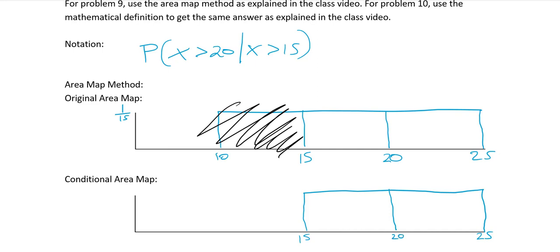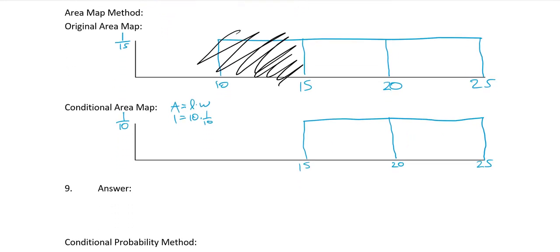So your height is no longer 1/15th, it's 1/10, because the space between the 15 and the 25 is now 10. Because our area, length times width, has to be equal to 1. So if the length is 10, the height can be 1/10. So now we have a different height for our area map. And in the next step, we're going to use this conditional area map.